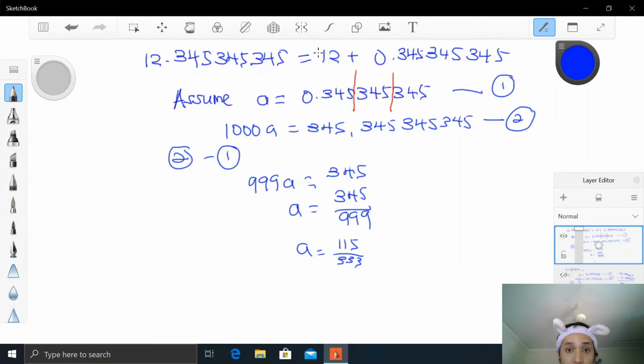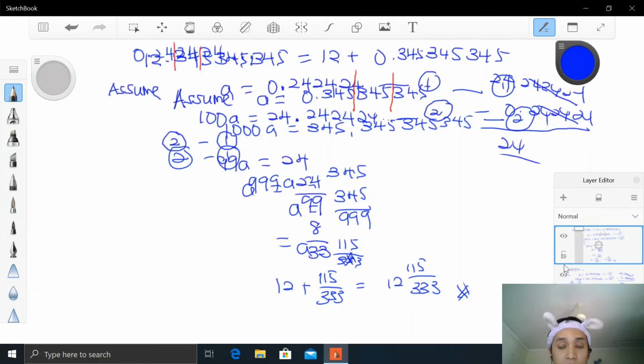We still have the 12 here. So 12 plus a, you will get your fraction like this. So this is the fraction for the recurring decimals here. Technically this is how you do it.